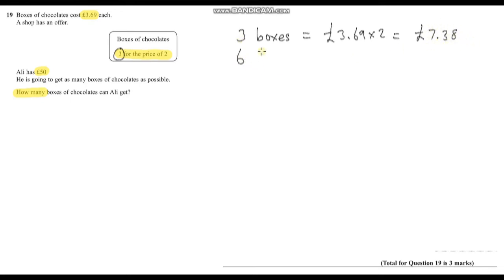So 6 boxes. Well, we're just going to times this by 2. So it's going to be £7.38 times 2. That gives us £14.76. To work out what 9 boxes are, well, we're just going to add on another £7.38. So plus £7.38. That takes us up to £22.14. Now, there probably is a quicker way of doing this, but I think this is probably the most logical way of doing it.